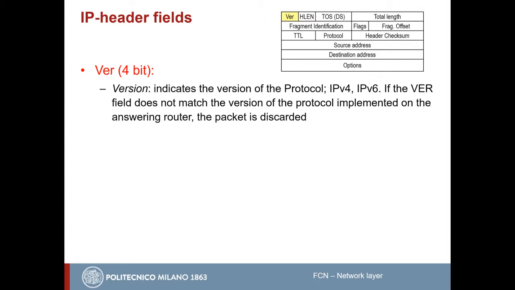So if the packet was generated as an IPv6 packet and it arrives to an interface which only implements IPv4, then the packet must be discarded. It cannot be managed, and also in this case a notification will be sent to the source of the packet saying that the packet was discarded. So this is why it is important to have this field inside the packet at the beginning.